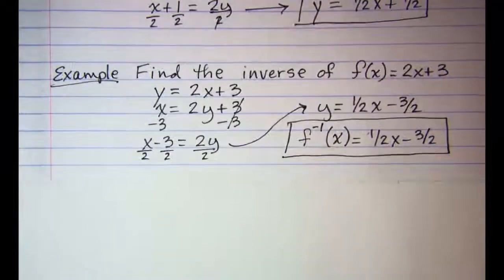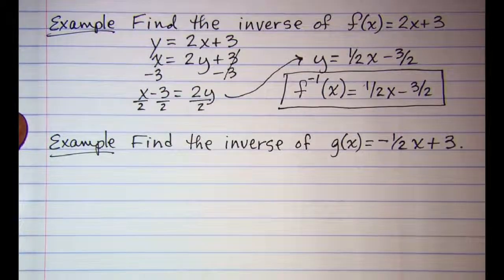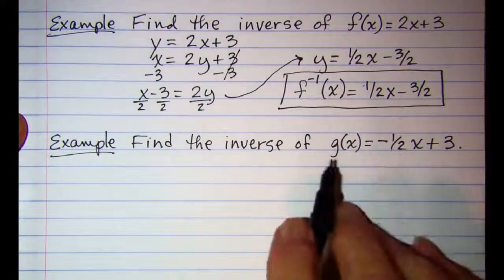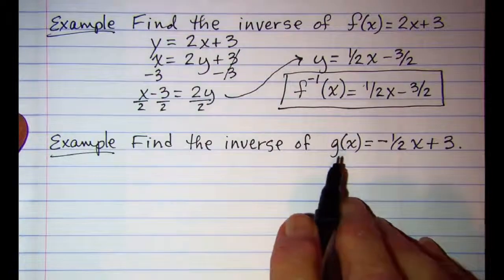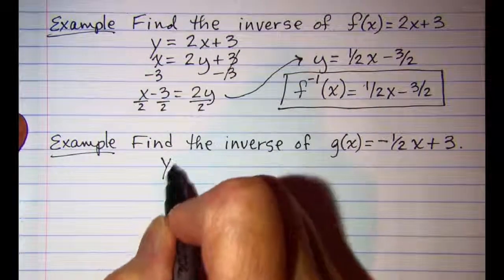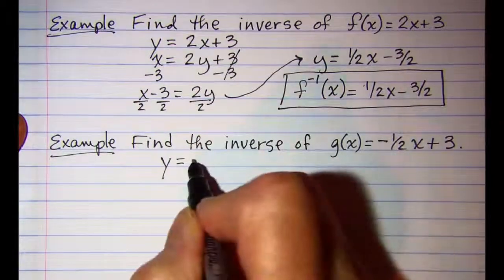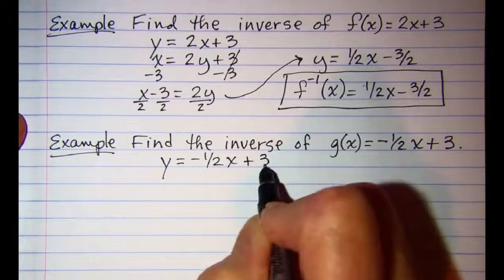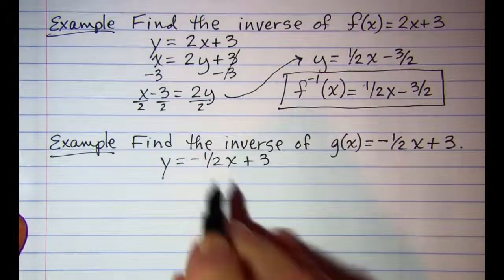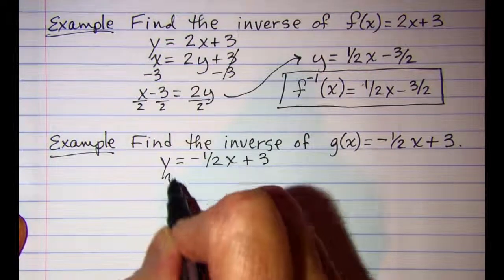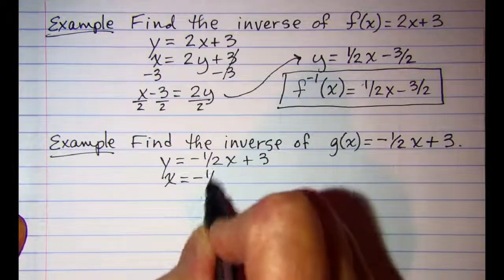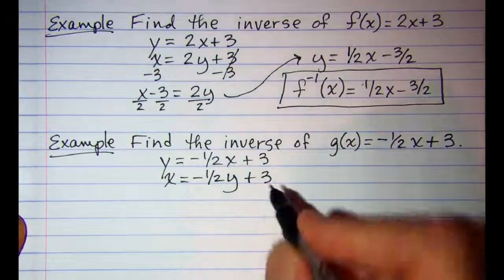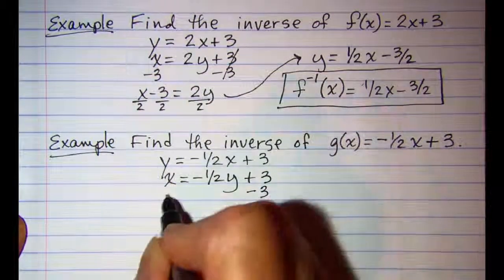Let's do one more example. Find the inverse of g of x equals -1/2 x plus 3. So again, let's change our function notation just to y equals -1/2 x plus 3. Now we exchange the x and y. And solve for y. So subtract 3 from both sides.